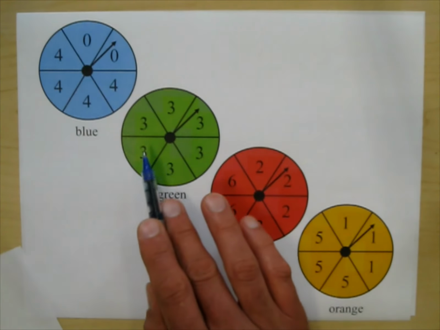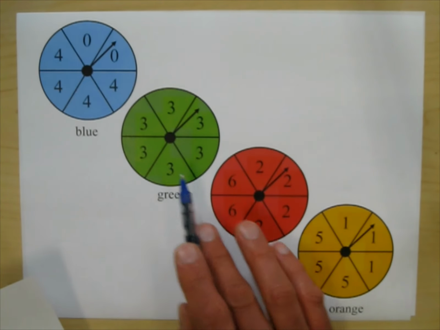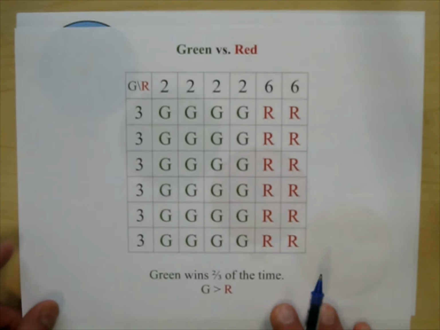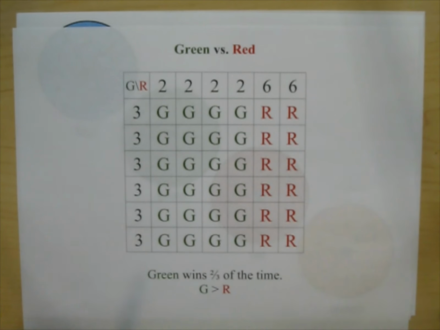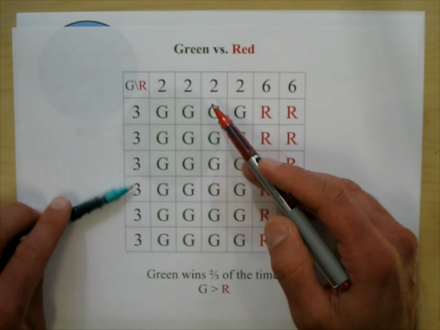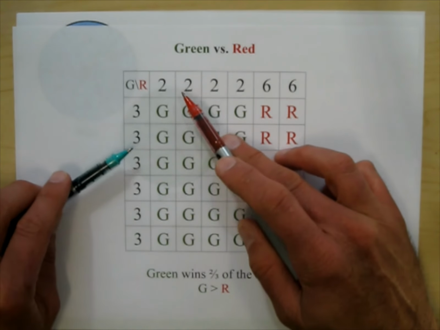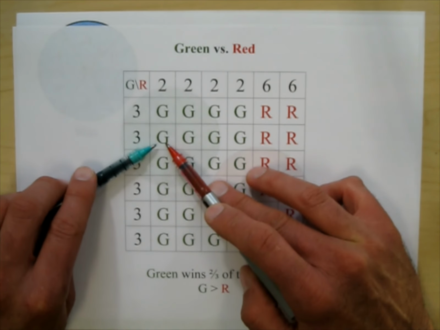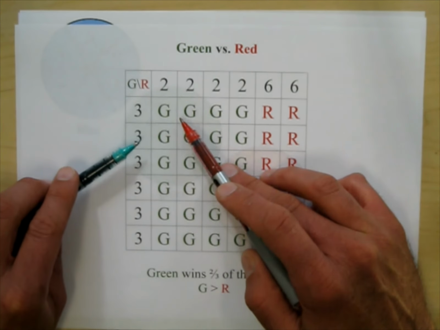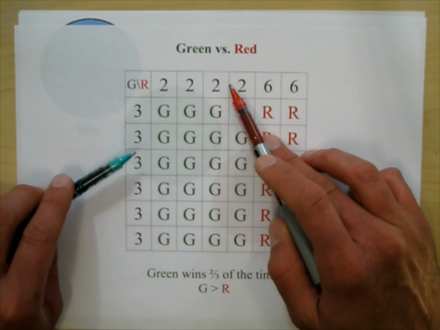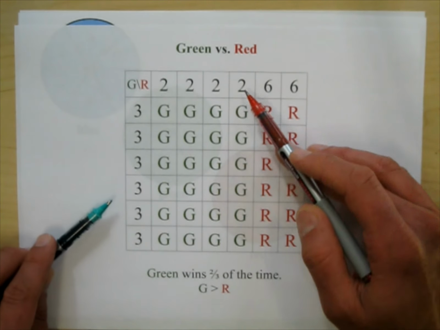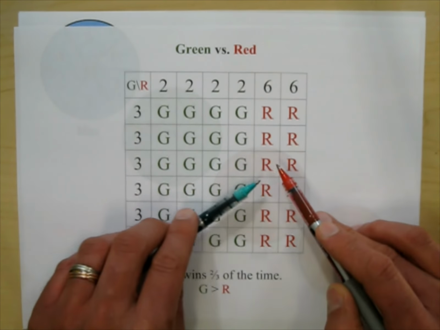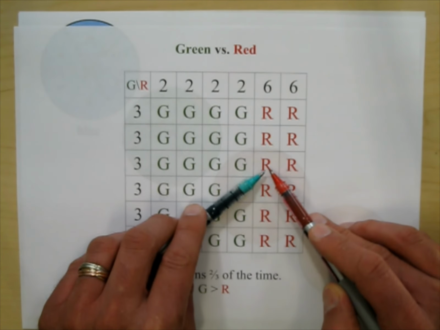Green's the one where you're always spinning a 3, so I'll put that along the column, and the red's the one where it could be 2, 2, 2, 2, 6, 6. And so red versus green. So there's green, there's red. So like if red spins a 2 and green spins a 3, green wins. So anytime red's number is less than green, we put a G. But like if red spins a 6 and green spins a 3, we end up having red win.